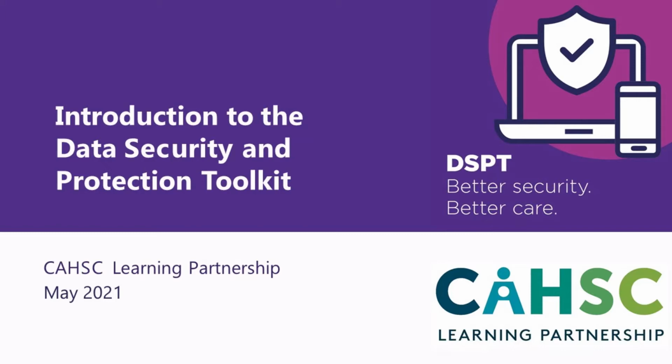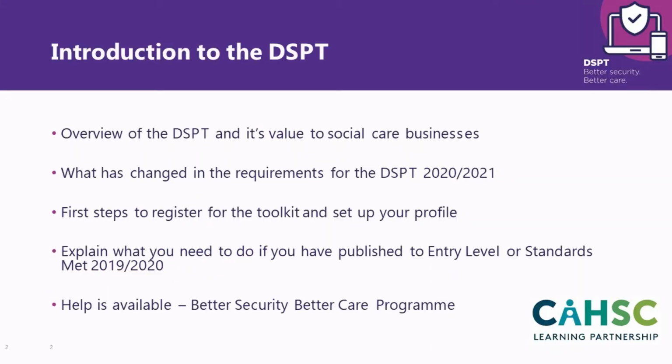And today we're going to be doing an introduction to the Data Security and Protection Toolkit. So we'll be looking at an overview of the toolkit and its value to you as a social care provider, what has changed in the requirements for the toolkit in 2020-2021, the first steps you need to take to register and set up your profile. I'll explain what you need to do if you have used the toolkit previously and published to entry level or standards met. And I'll talk you through all the help that is available through the Better Security, Better Care programme.